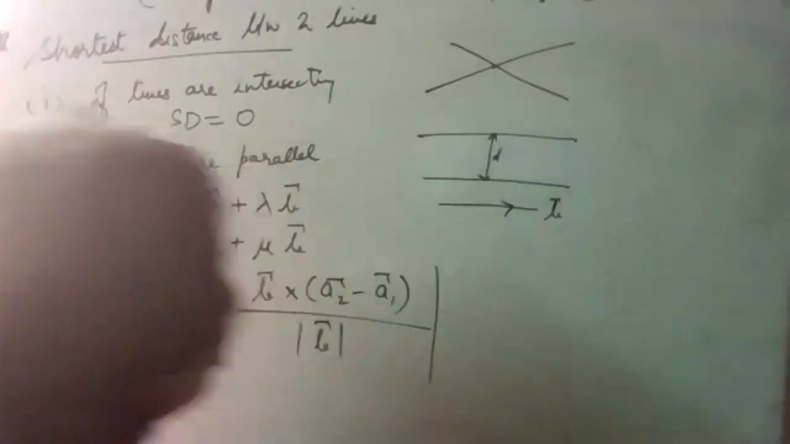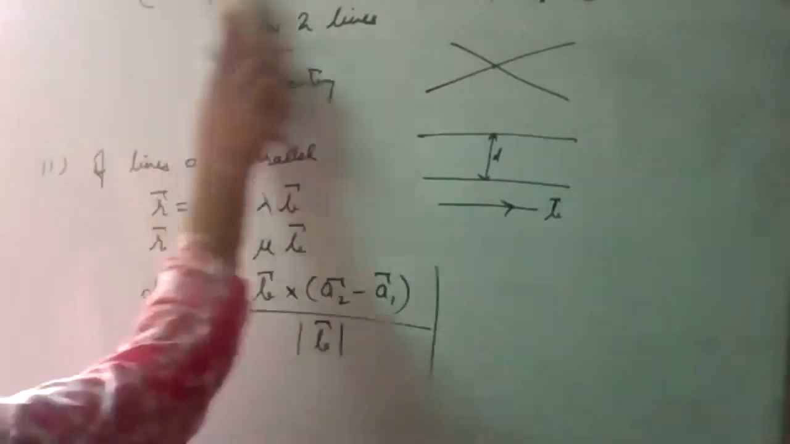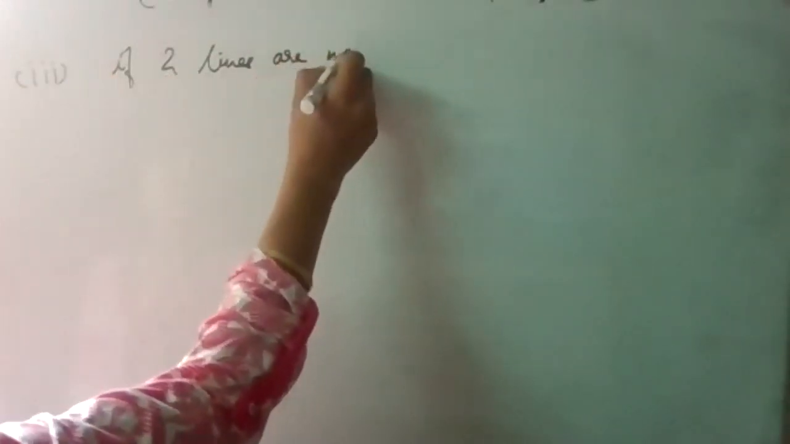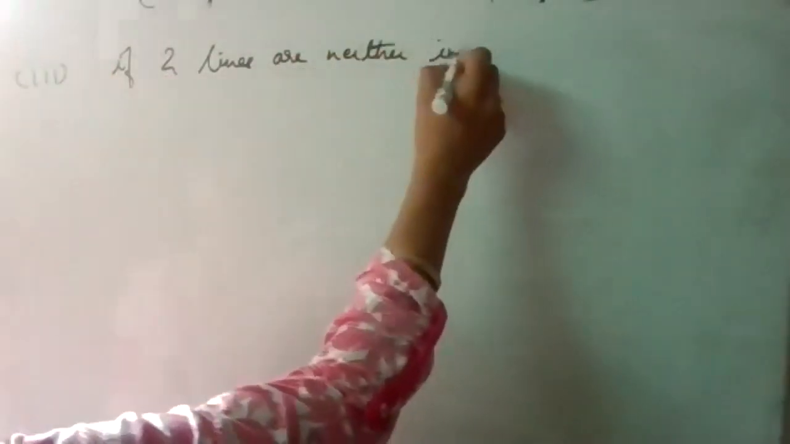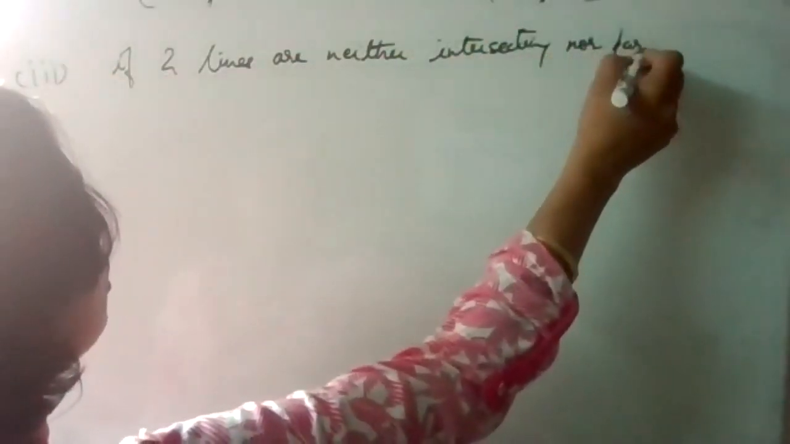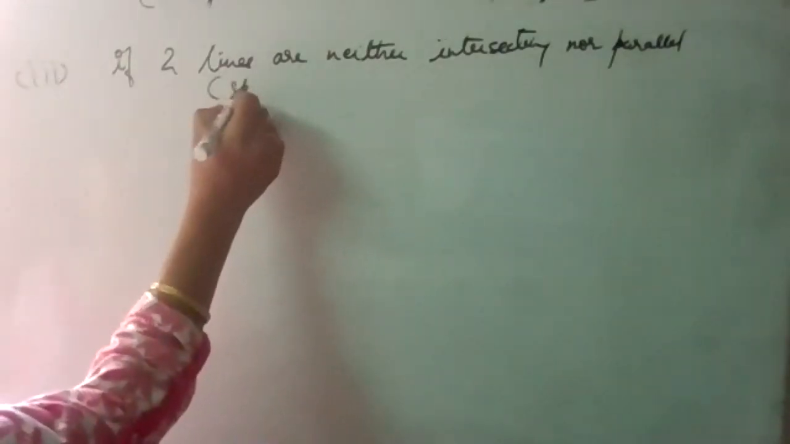Now we have a third case also. What is that third case? The third case is when the two lines, now in 3D we have this type of condition, are neither intersecting nor parallel. Now, how to find out the shortest distance in such a case? These types of lines are termed as skew lines.